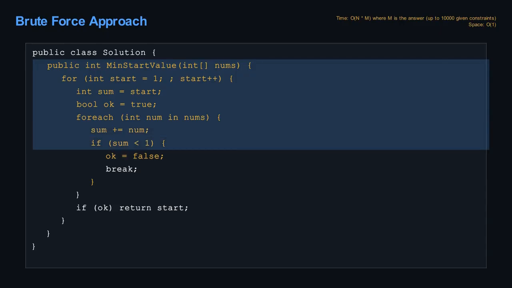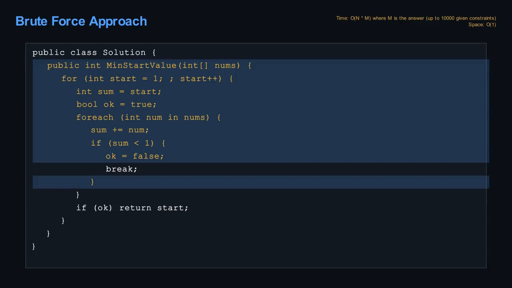This method recalculates the sum for each candidate, leading to a time complexity of O(n times m), where m is the answer, and O(1) constant time space.